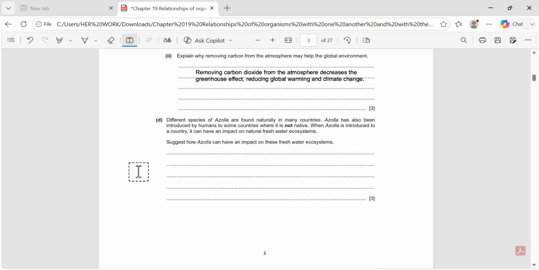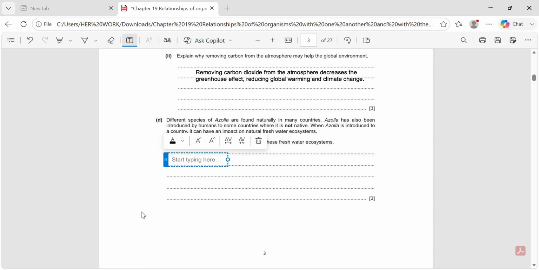When azolla is introduced into a new environment, it can spread very quickly because it may have no natural predators or diseases to control its growth. It competes with native aquatic plants for resources such as light, space, and nutrients. As a result, native species may decline, leading to reduced biodiversity and the loss of some species.